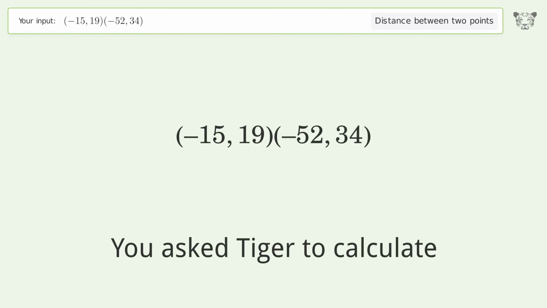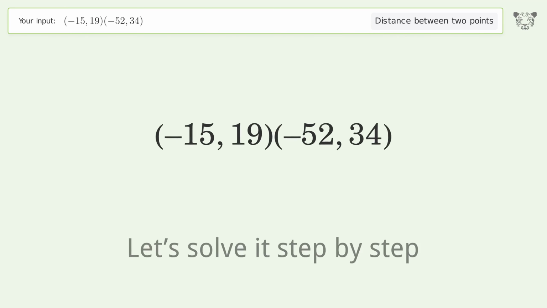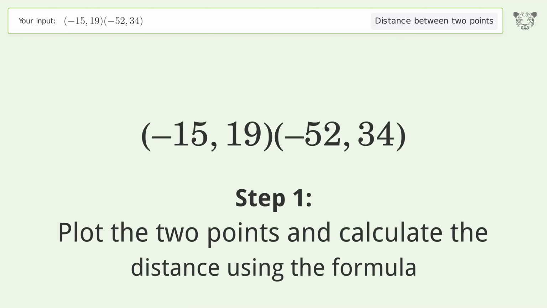You ask Tiger to calculate. This deals with the distance between 2 points. The distance between the 2 points is the square root of 1,594, or 39.925. Let's solve it step by step. Plot the 2 points and calculate the distance using the formula.